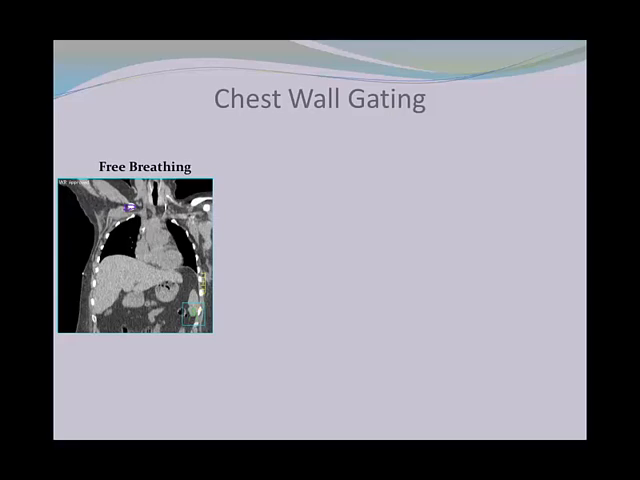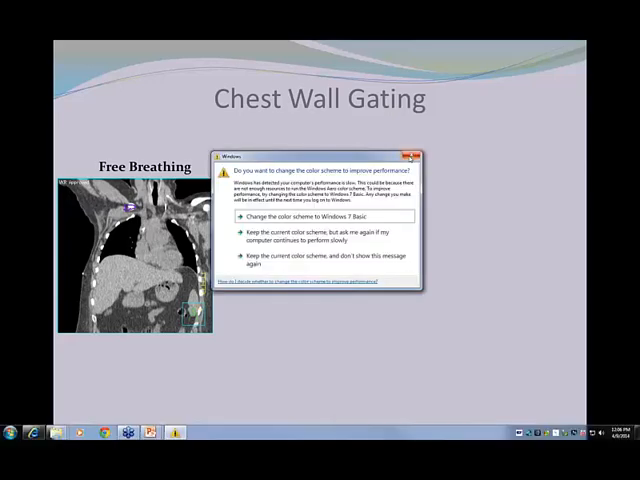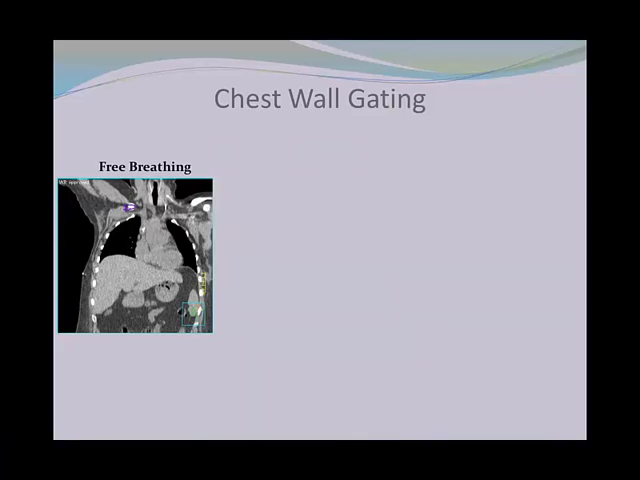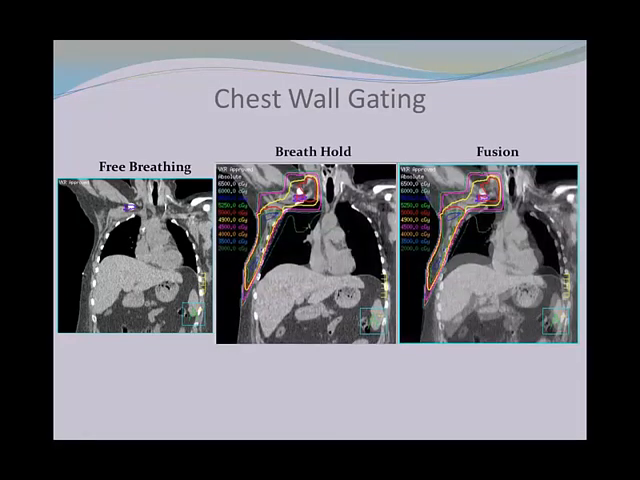When we did the breath hold on this right chest wall patient, you can see we were able to increase the lung volume and at the same time push the liver down. And so we are able to reduce dose to the lung and to the liver. I will go over this plan in a little more detail later.